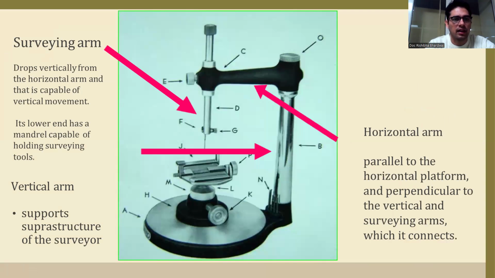Next is the surveying arm. The surveying arm drops vertically from the horizontal arm, as we can see in this picture, and is capable of vertical movement. Its lower end has a mandrel capable of holding the surveying tools. Next is the horizontal arm. It is parallel to the horizontal platform and perpendicular to the vertical and surveying arm, which it connects.